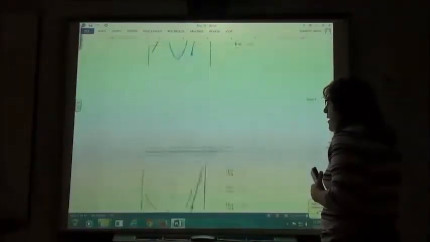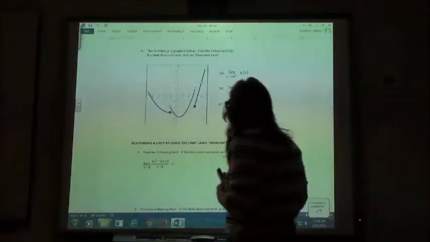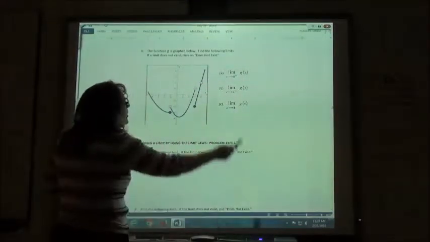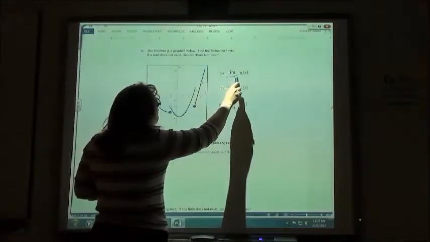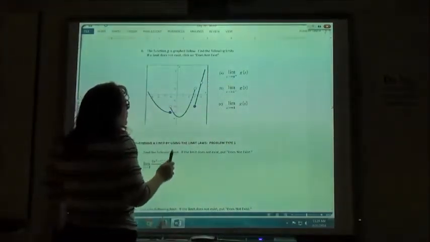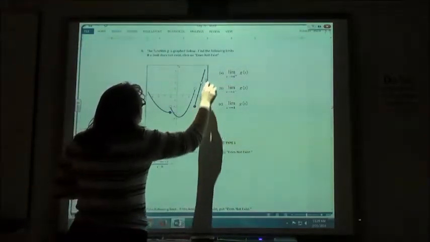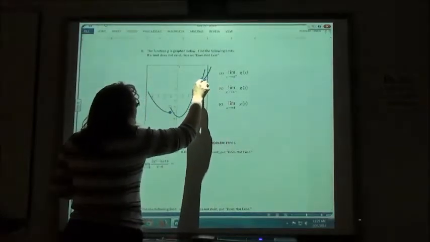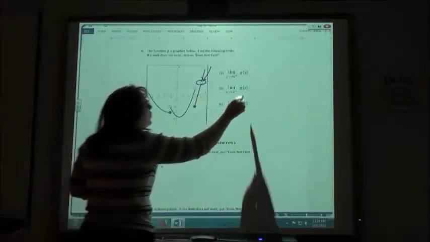On my third one here, I have a function g. I'm going to say as x approaches 4 from the positive direction. So from the positive direction, here's my 4, I'm coming this way, and so I'm approaching 2.